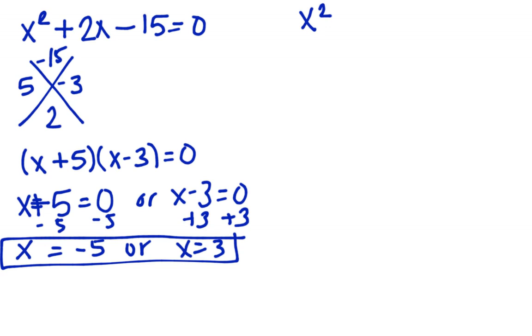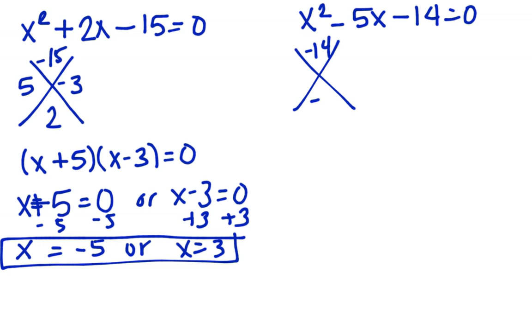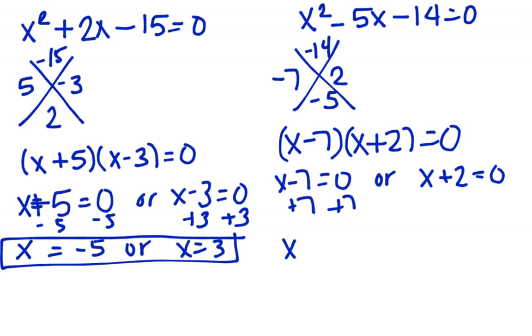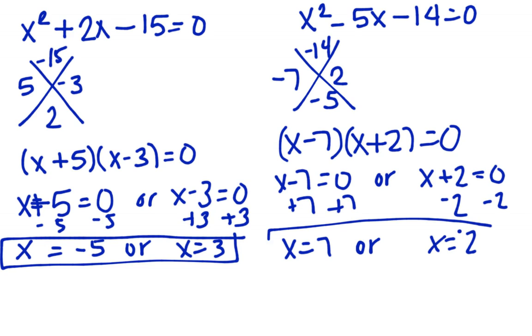Similar type of factoring problem: x squared minus 5x minus 14 equals 0. Again, I'm looking for two numbers that multiply to give me negative 14 and add up to give me negative 5. I think negative 7 and 2 are going to work, which gives me the factoring of x minus 7 times x plus 2 equal to 0. Like we've been doing, take each individual factor and set it equal to 0. We're going to add 7 on that first one to give me x equals 7. On the second part, we're going to subtract 2, which gives me x equals negative 2.